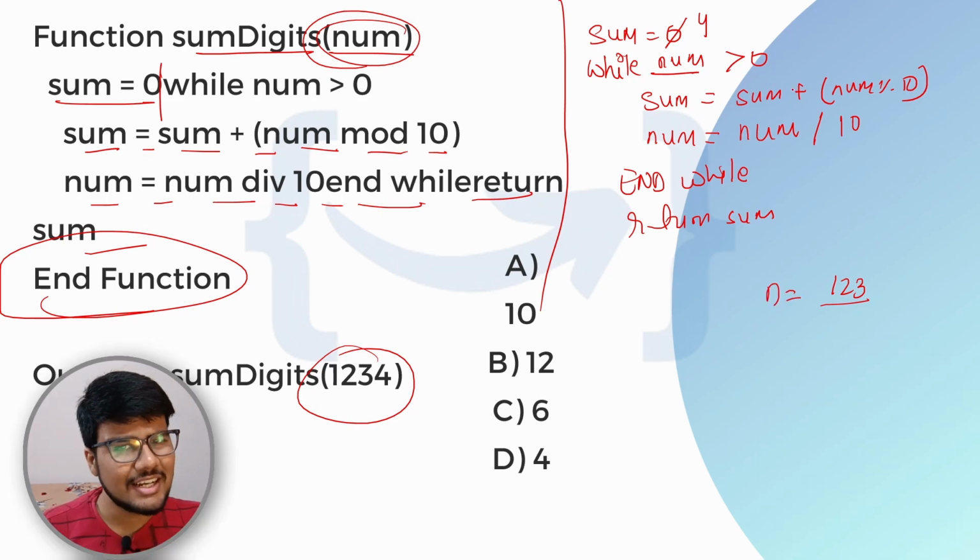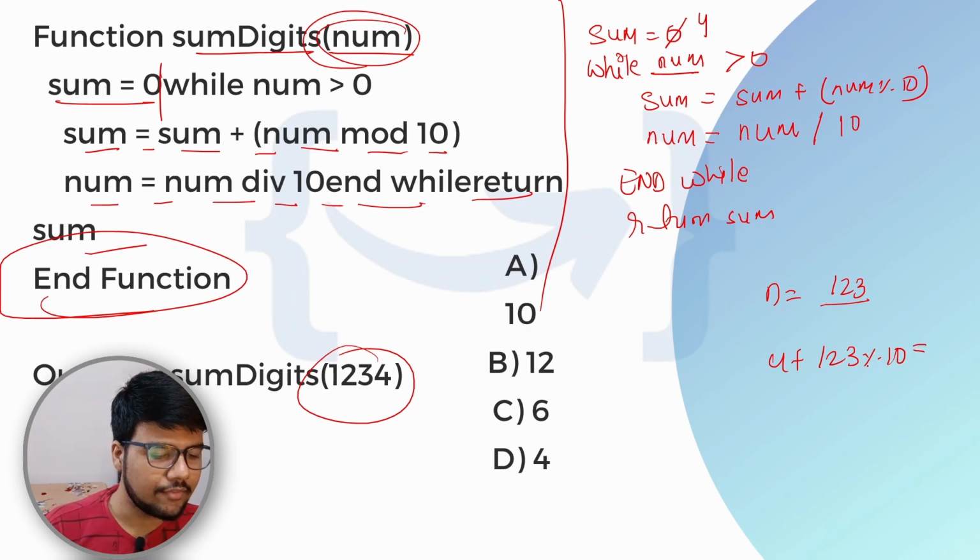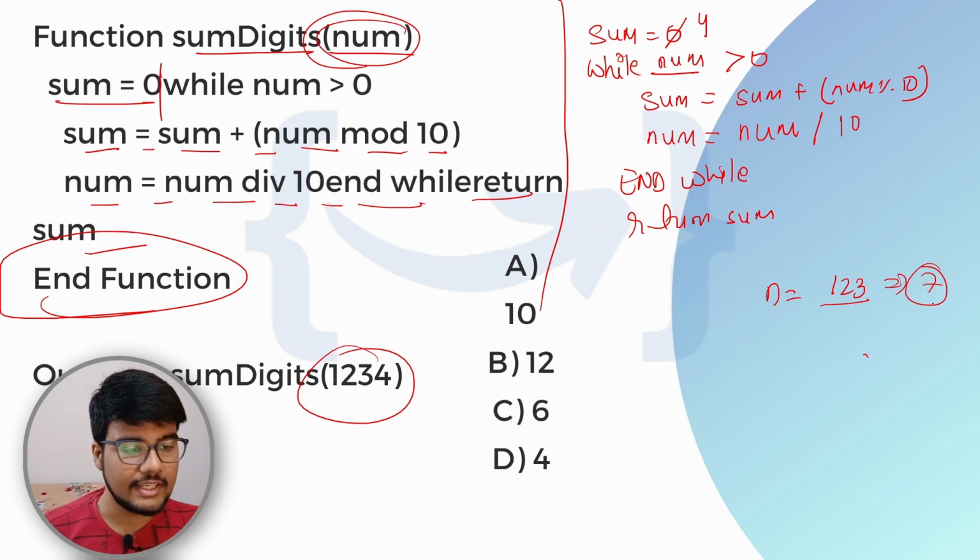Now again, num is still greater than 0. So what it becomes is sum plus sum. What is sum? Sum is 4. Then 4 plus 1, 2, 3 mod 10. What will it give? It will give us 3 as a remainder. So 4 plus 3 is 7. So now I can see we are indirectly counting the sum of digits.